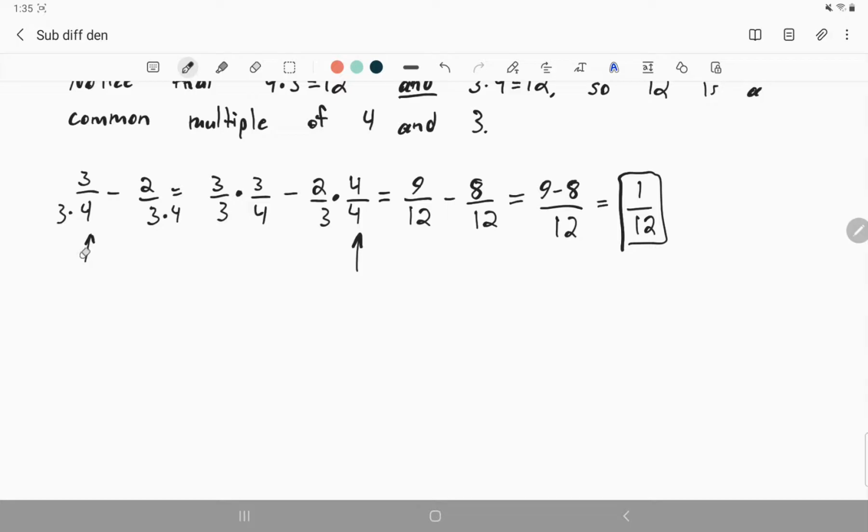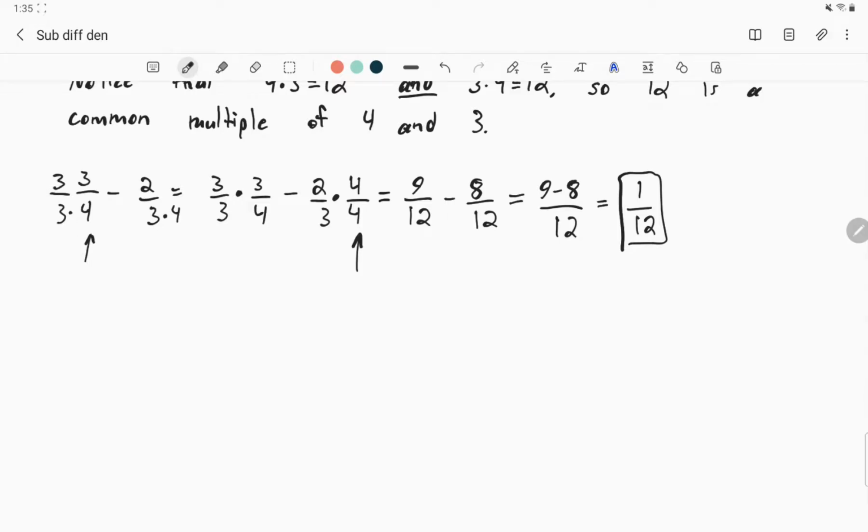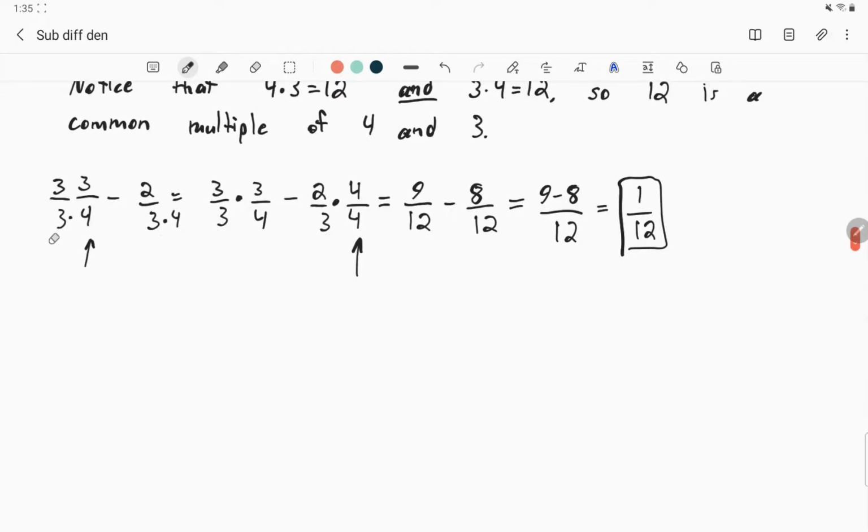Now whatever you do to the bottom, you have to do to the top. So you have to multiply by 3 over 3. You have to multiply by 4 over 4. So multiply one denominator by the number in the other denominator, and it'll work every time. Then you subtract fractions of the same denominator, and you're good to go.